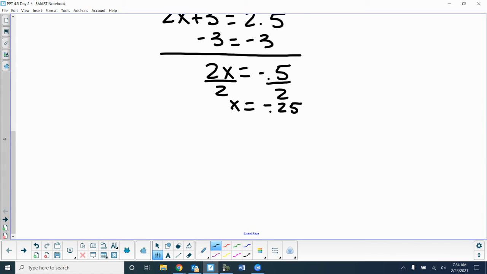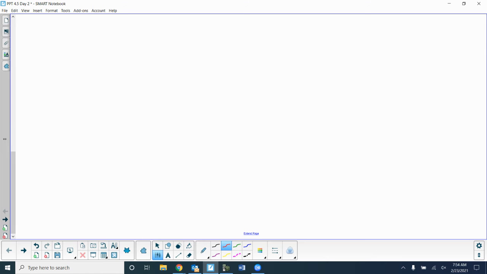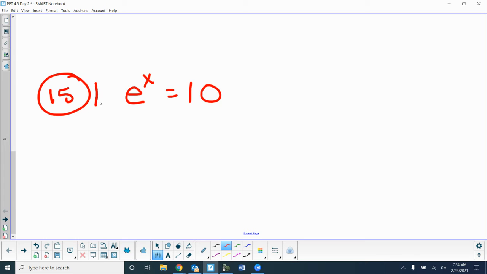All right. So it's E to the X power is 10. Okay, so instead of taking the log of both sides, since it's E as the base, I'm going to take the natural log of both sides. Okay? Because what happens if I have natural log of E?